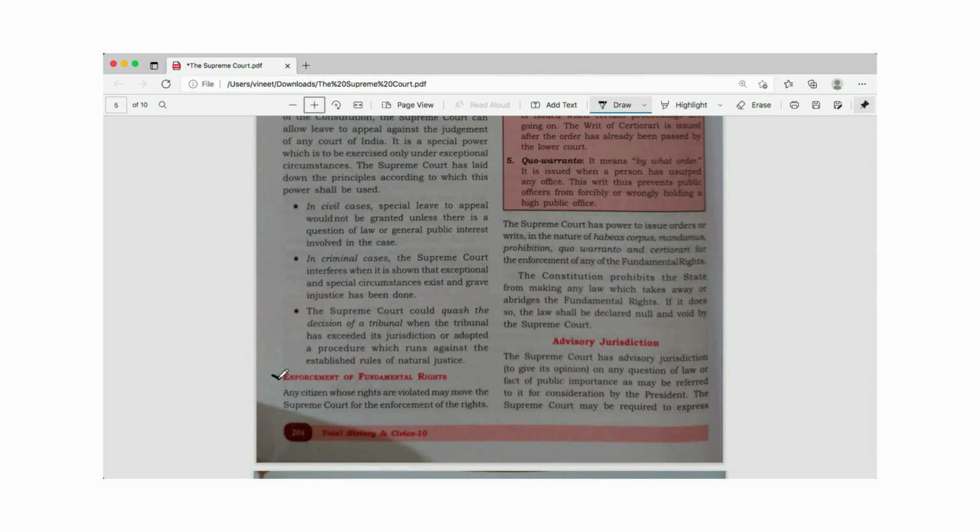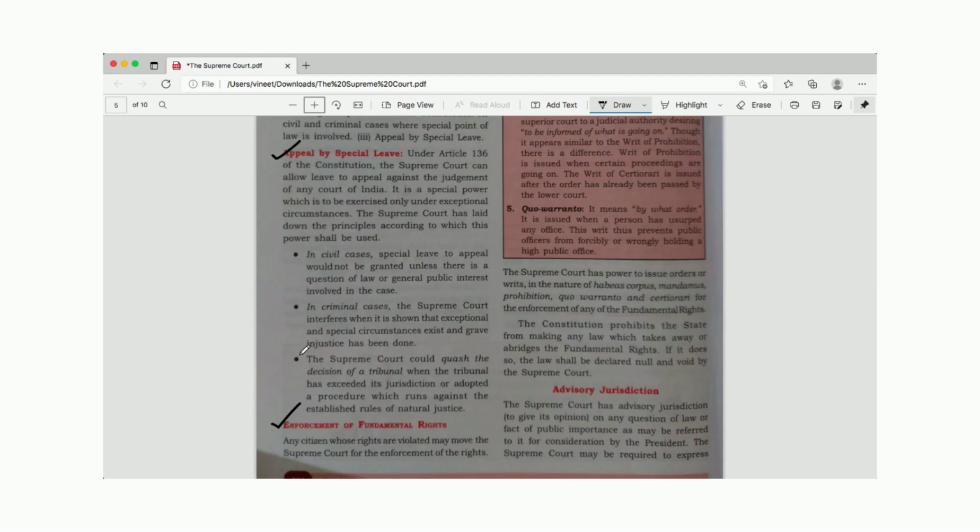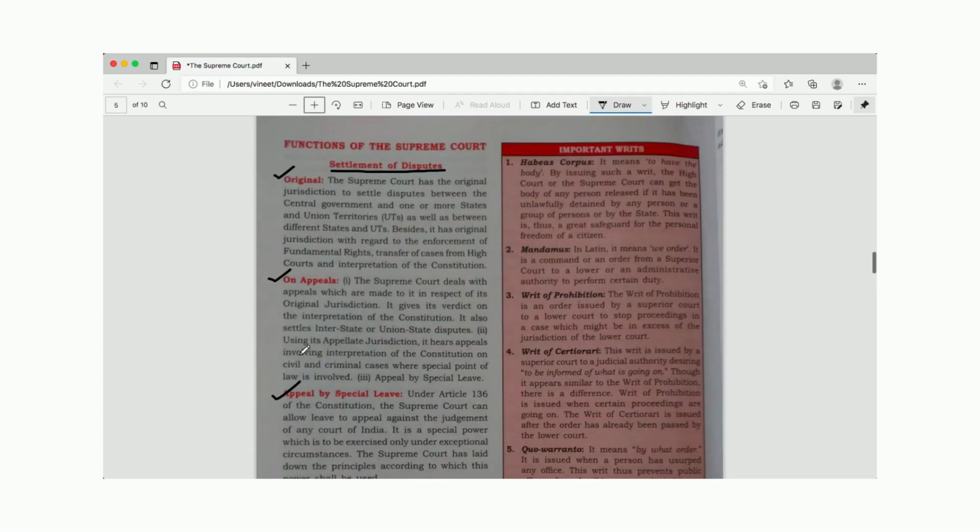Then this is important, enforcement of fundamental rights, because if a citizen's fundamental rights are violated, he may directly move the Supreme Court for the enforcement of his fundamental rights. Now, this table is extremely important. Please mark it as important.